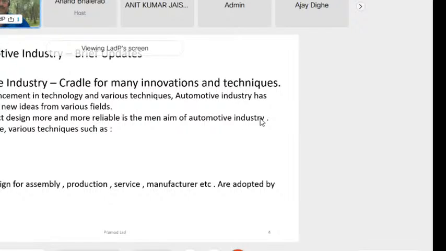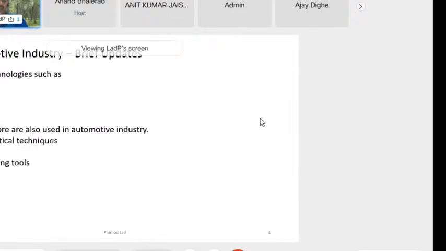Making the product more reliable is always the aim of the automotive industry, and for this purpose various techniques such as APQP, PPAP, DFMEA, PFMEA, DFX, that is design for X, where X is assembly, production, service, manufacture, etc. These techniques are very well accepted and adopted by the industry, and they are used.